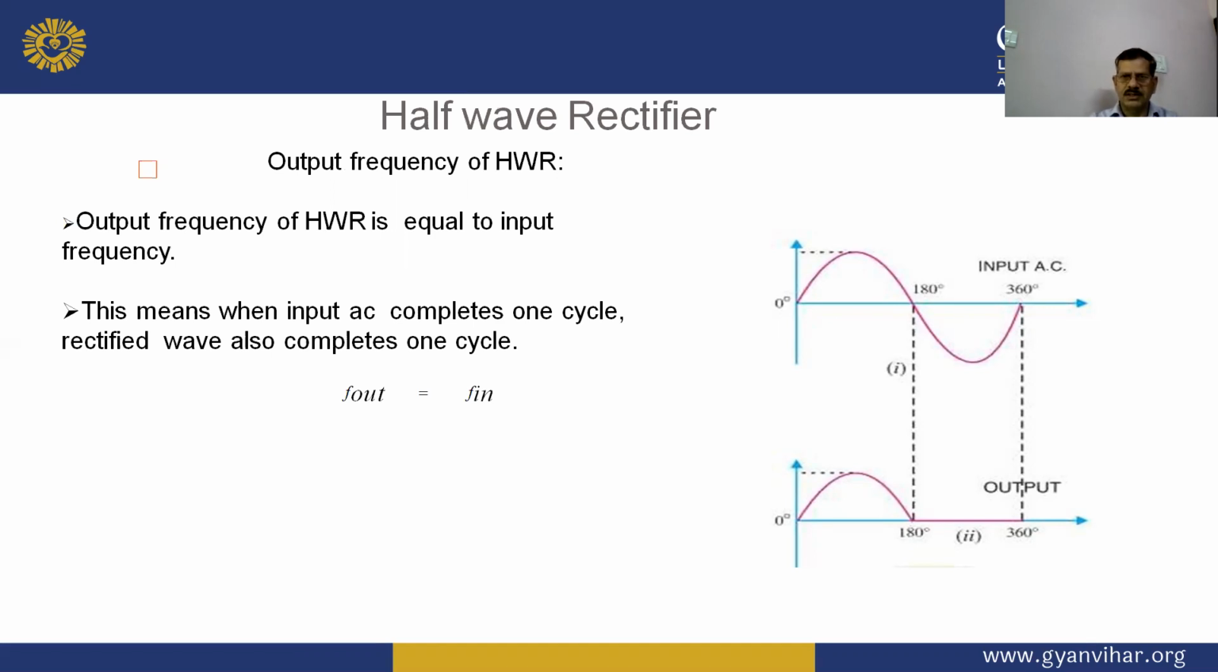In this waveform diagram, the output frequency of the half wave rectifier is equal to the input frequency, or the frequency is the same between the input signal and the output signal. This means when the input AC completes one cycle, the rectified wave also completes one cycle. So the output frequency is equal to the input frequency in half wave rectifiers.